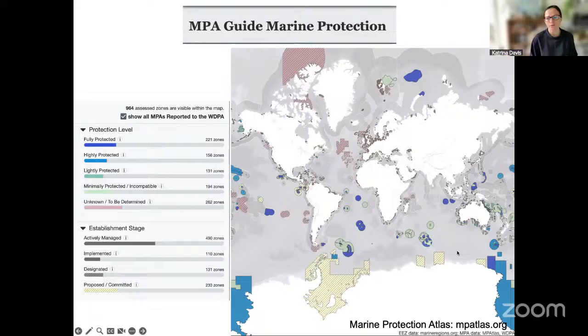And those of you who are working with economics can probably intuit that the reason for that is that the opportunity costs of locating fully protected marine protected areas in coastal zones is much, much higher than it is in having them offshore. And we'll get into the reasons for that.